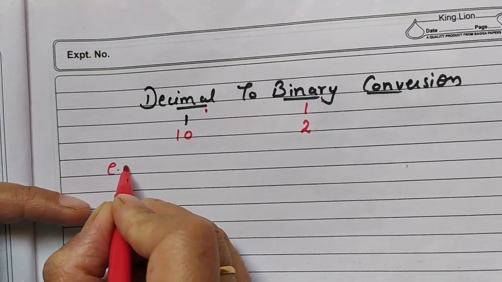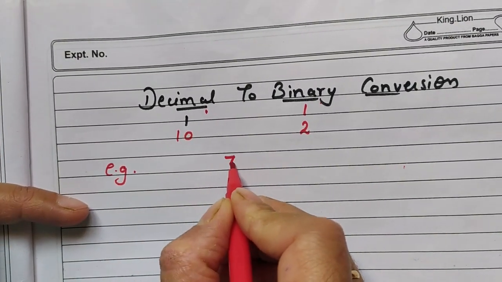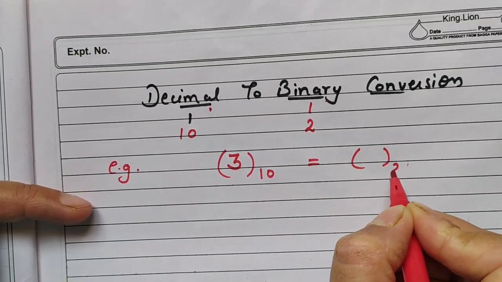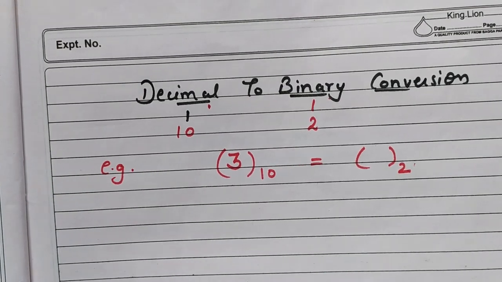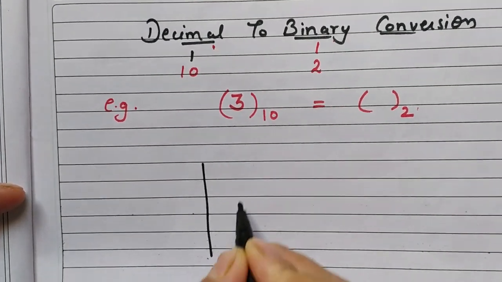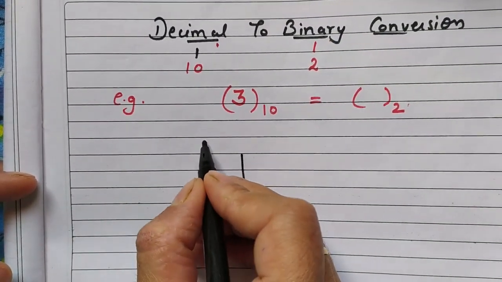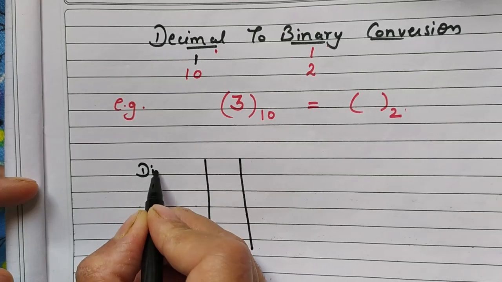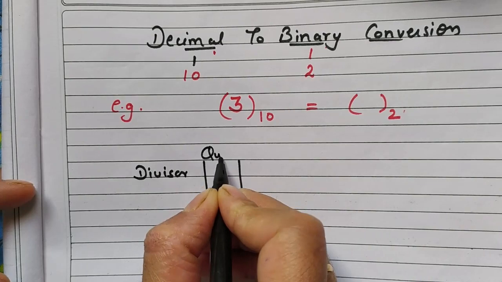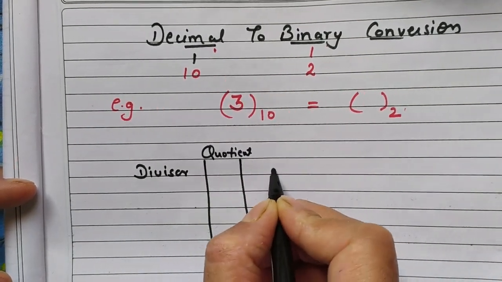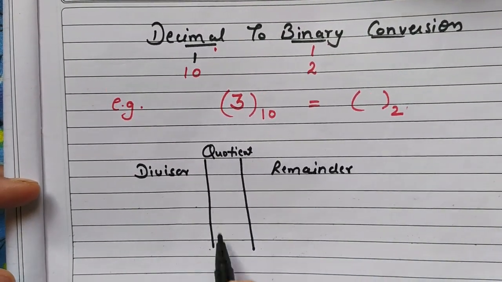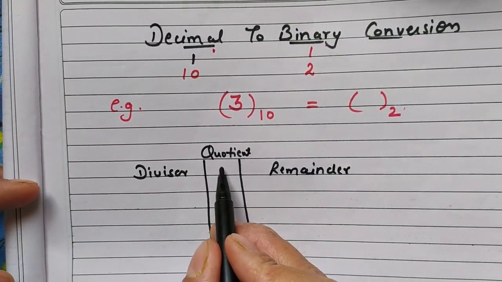For example, I have the number 3. I have to convert this decimal number into its binary equivalent. The first step for this conversion is to draw 3 columns. The first column will be for the divisor, the second column for the quotient, and the third column for the remainder. Clear? So you need to draw the 3 columns: first for the divisor, second for the quotient, third for the remainder.